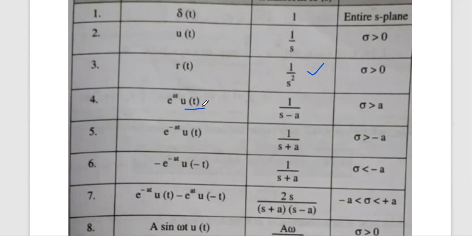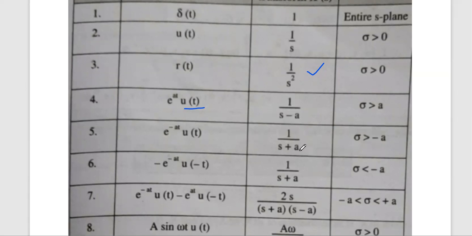Okay, so if any signal is multiplied with u of t, it is a causal signal. So for a causal signal, the ROC is always greater than some value, greater than the pole value. Okay, so e power minus at u of t. The answer is 1 by s plus a. If it is a minus here, then here it is plus. Here plus means minus. That is the thing. So 1 by s plus a, with the ROC value sigma greater than, what is the pole here?